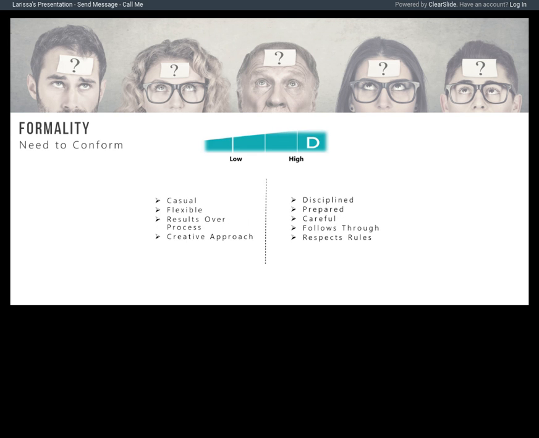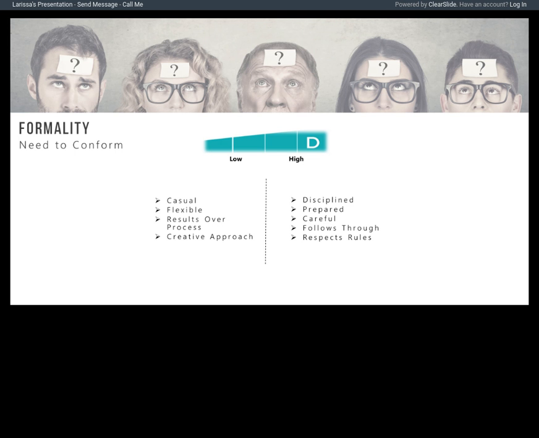On the lower side, I can tend to be more casual, a little more flexible. I like working in the gray and in the ambiguous. I really am looking for results over the structure or how we get there. And I can sometimes have a creative approach because I'm not stuck in how we've always done it or beholden to the rules.